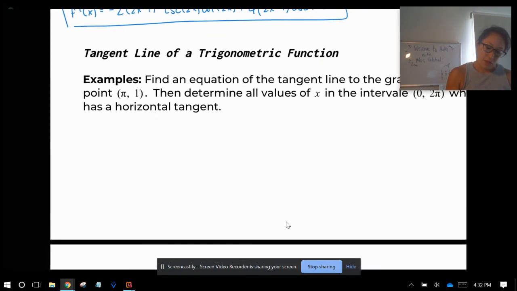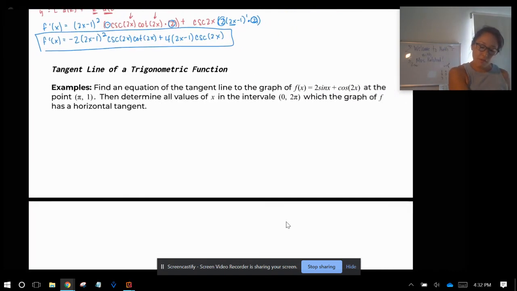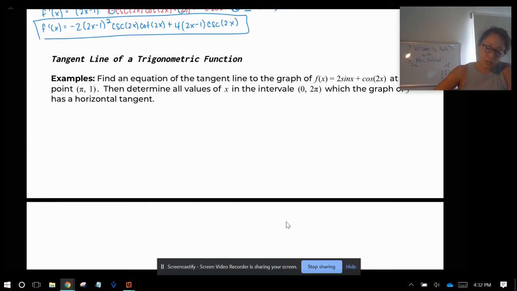Okay, so we're going to find the equation of the tangent line of the graph of 2 times sine x plus cosecant 2x, cosine 2x, at the point pi comma 1. And what we're going to do is then determine all of the x values in the interval 0 to 2 pi. And then we're going to graph where the tangent is going to be 0. I'm going to write some stuff down.